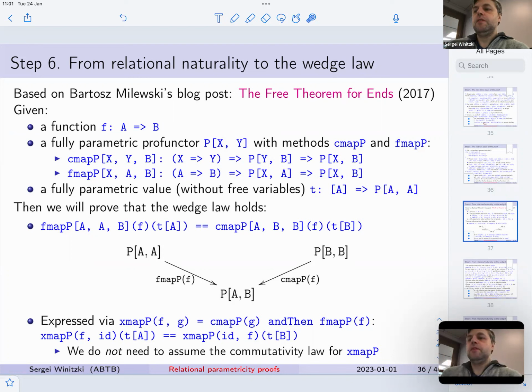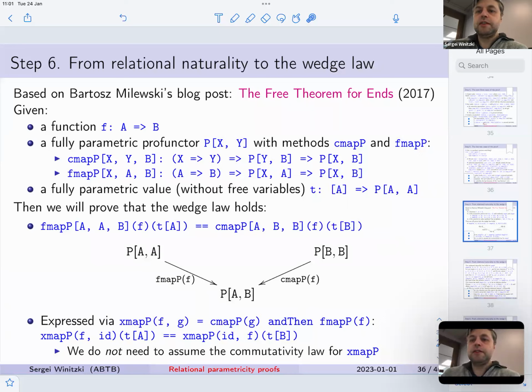Now, I explained in earlier parts of this tutorial that when you have a type expression that is neither covariant nor contravariant, you can rename contravariant positions and get a profunctor such that your initial type expression is this profunctor with the same type parameter put in. But then it's much easier to deal with that type because you have covariant and contravariant positions separated. So this is what we will do. And the wedge law is this equation.